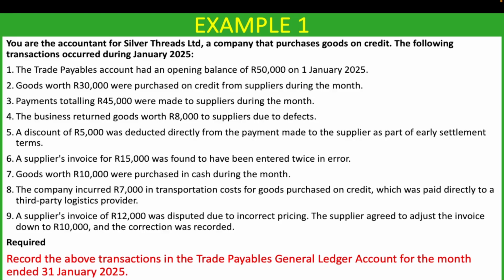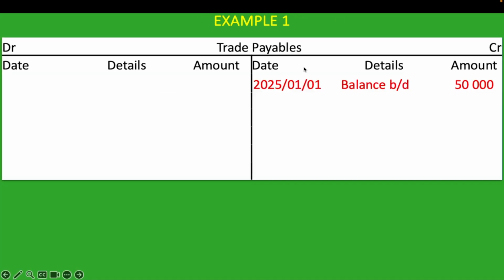So we're going to record this 50,000 Rand on which side? On the credit side, because that's where our trade payables increase. So that's the first thing you want to look out for. Look for your opening balance for your trade payables, and then you record it on the credit side. And we're going to put our date there as the 1st of January 2025, and the detail is balance brought down, and the amount is 50,000 Rand. So let's go ahead and do that. Here we go. The 1st of January 2025, detail balance brought down, and the amount is 50,000 Rand.